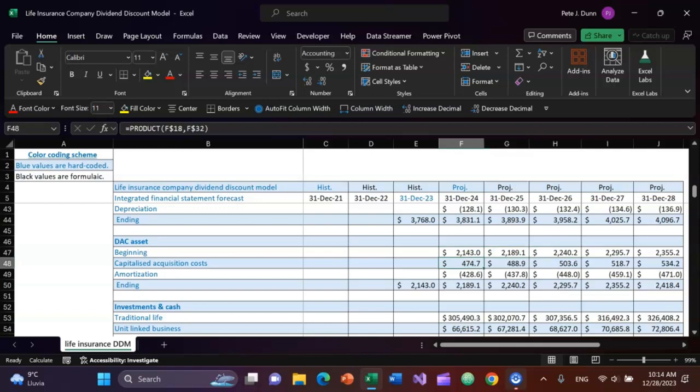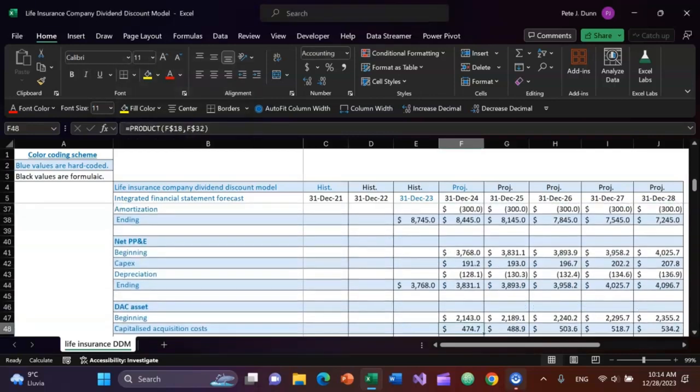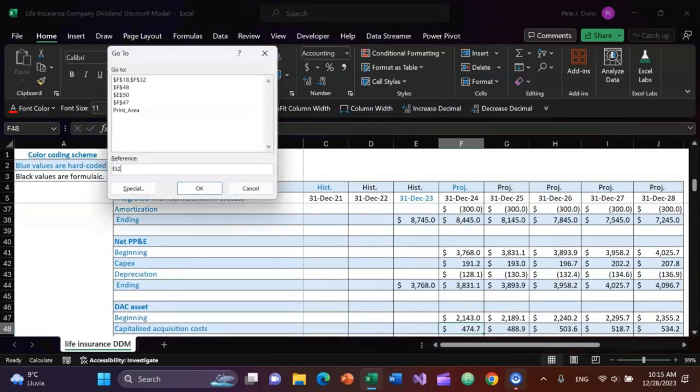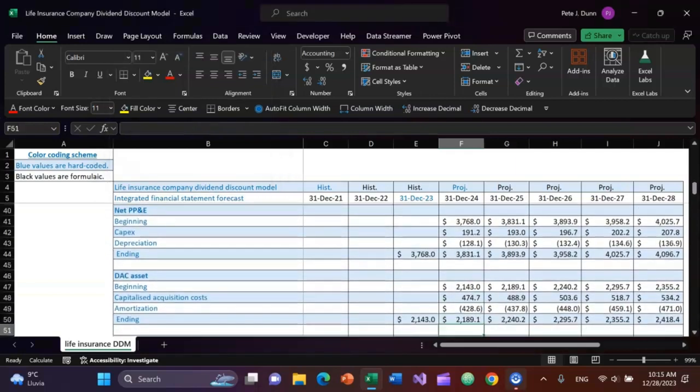Capitalized acquisition costs. So that's going to be based on an assumption in row 18. So I'll do Control Left Bracket. It's based on life gross written premiums. F5, Enter. So I can do F5, F32 to quickly go to life. You can see we've already forecasted the life gross written premiums. F5, Enter to get back.